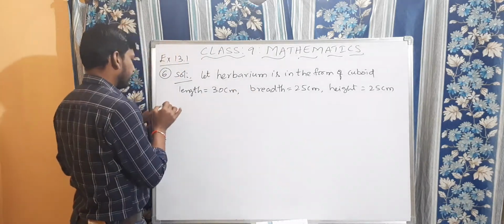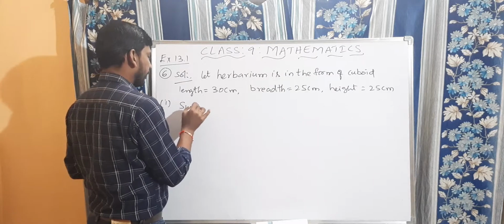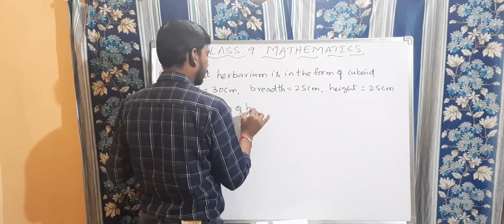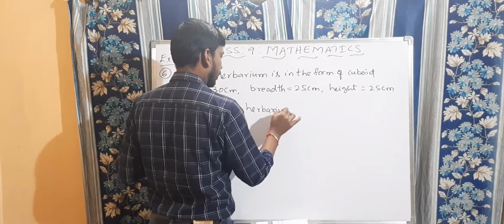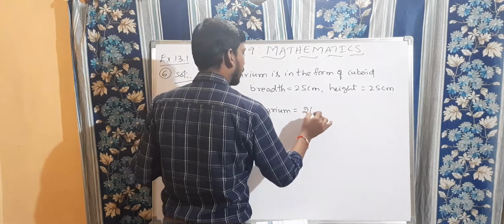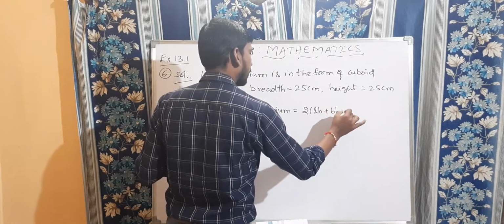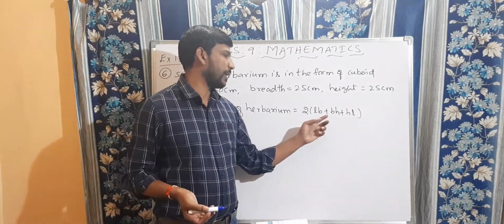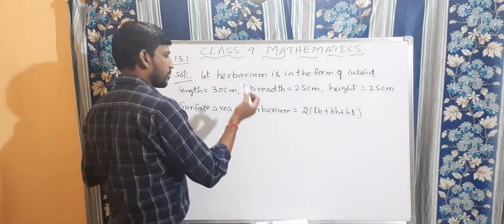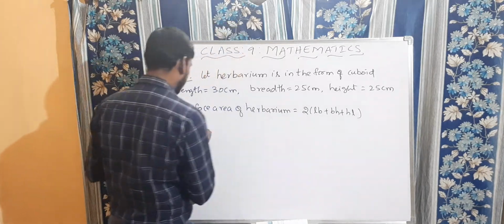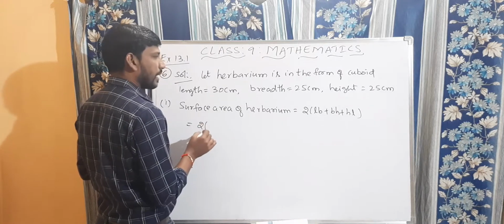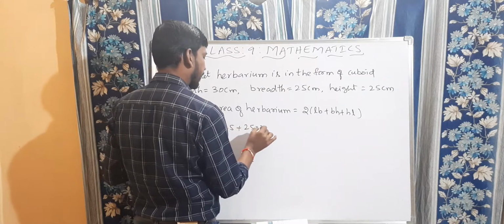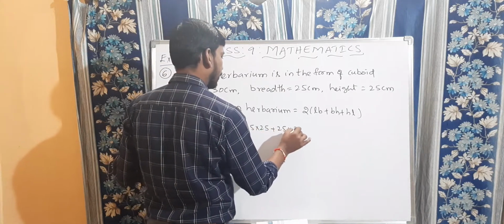Clear? First question: surface area of the herbarium, which is equal to 2 times (LB plus BH plus HL). Clear? The TSA of a cuboid is nothing but 2 into (LB plus BH plus HL). Now substitute the values: 2 into (30 into 25 plus 25 into 25 plus 25 into 30).